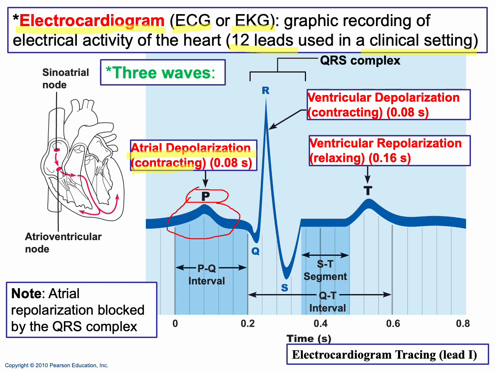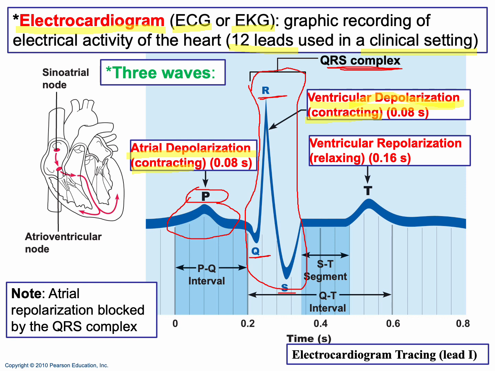Next, we take a look at the QRS complex. This is made up of the Q wave, R wave, and S wave. When we look at this entire complex right here, this represents ventricular depolarization occurring. Ventricular depolarization refers to the ventricles contracting. So the right ventricle and left ventricle are contracting.